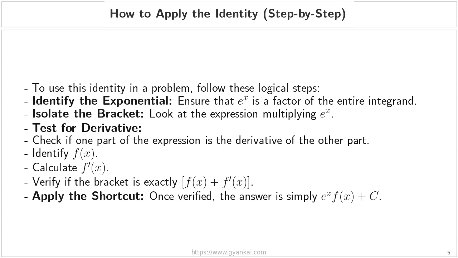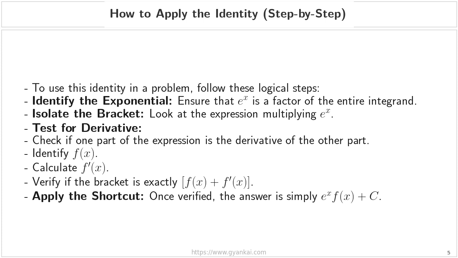If you've successfully verified that the integral is in the correct form, then the solution is simply e to the power of x, multiplied by your original function f of x, plus the constant of integration, c. So, the integral evaluates to e to the power of x times f of x plus c.